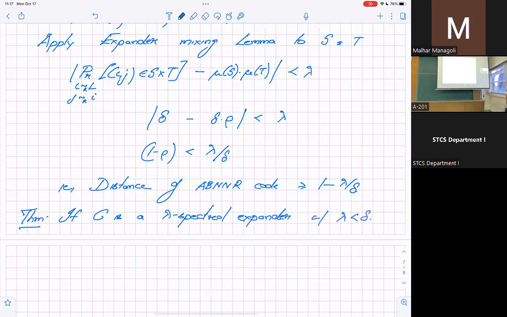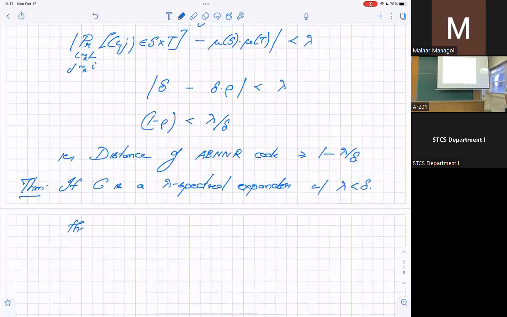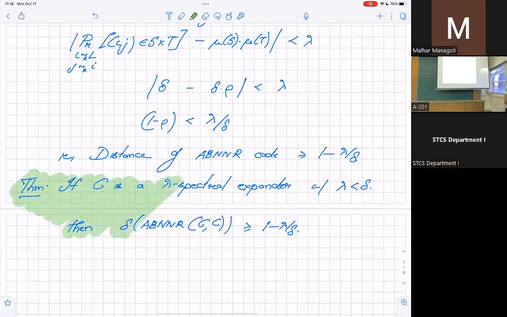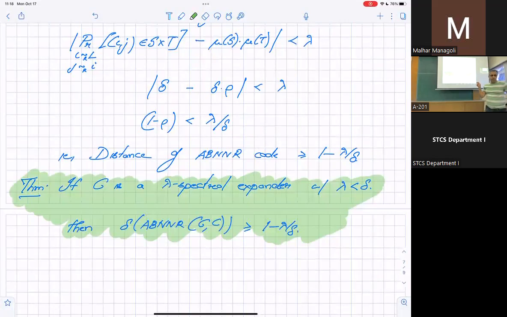Lambda being smaller than delta, then the distance of the code is at least 1 minus lambda. And this can be an MDS code for large scale. No, for that we will need to understand how good the expander is. I haven't checked. So already the very next AEL modification will improve the parameters of this object.